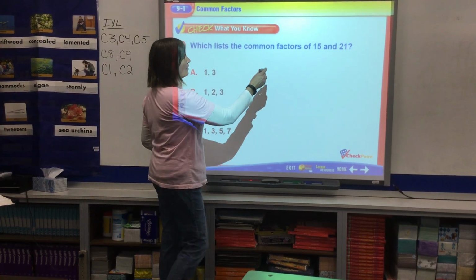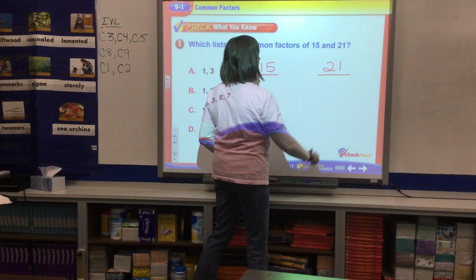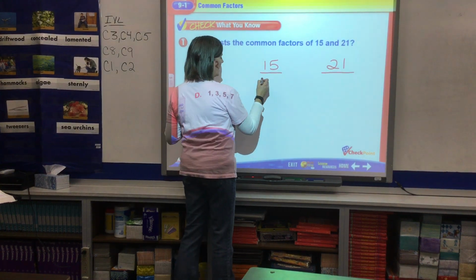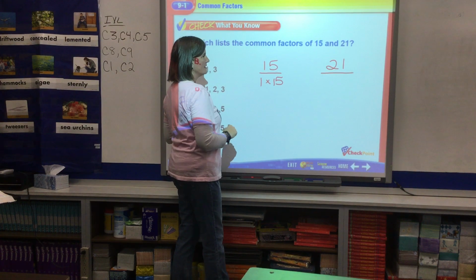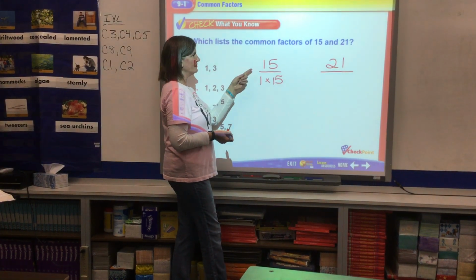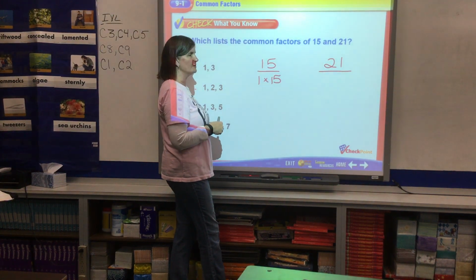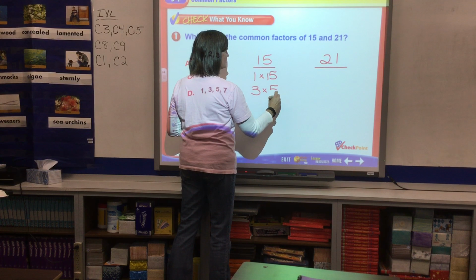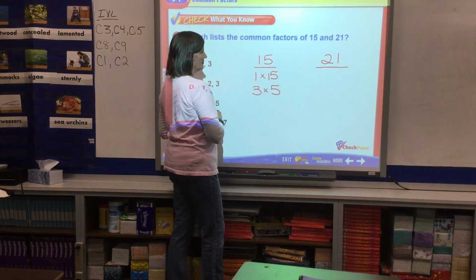Our two numbers now are 15 and 21. So I'm going to set this up the same way I set up the last two numbers, and I'm going to start with 1. All right, I know 1 times 15 equals 15. Now I'm going to try the number 2. Well, 15 is odd. 2 does not go into odd numbers, so I know that that's not going to be a factor. So then I'm going to try 3, and I know 3 times 5 equals 15. All right, those are both factors of 15.